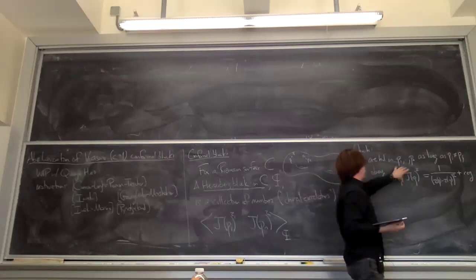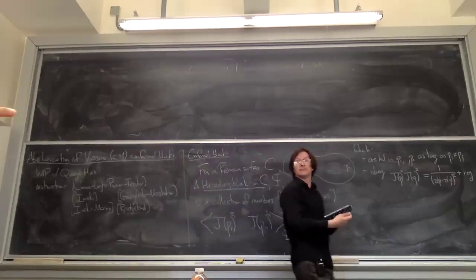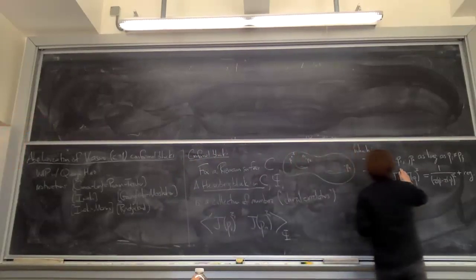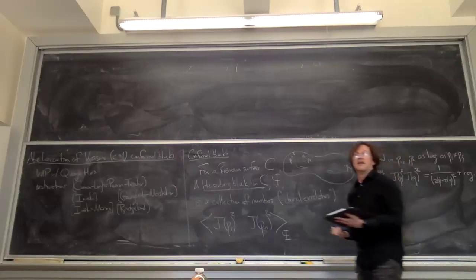Now, what does this mean? What I really mean is that this relation should hold inside the correlation function. So for example, these are z's. Sorry about that. All of these are z's, not 2's.